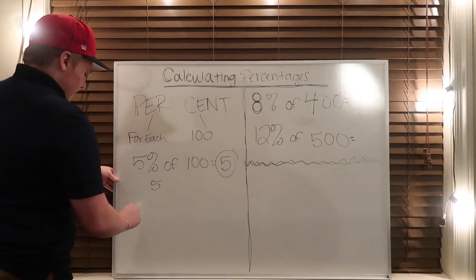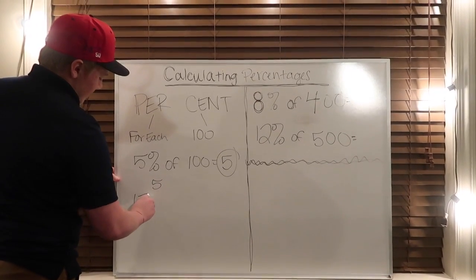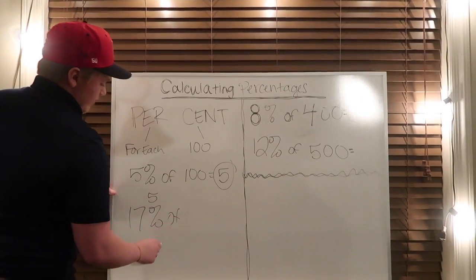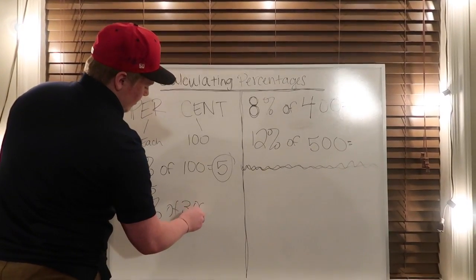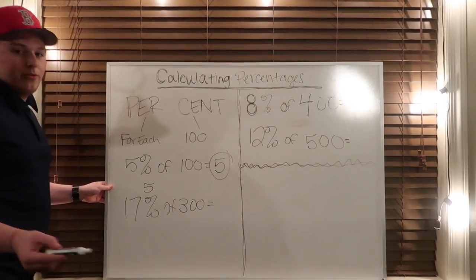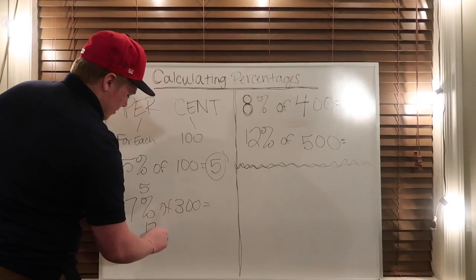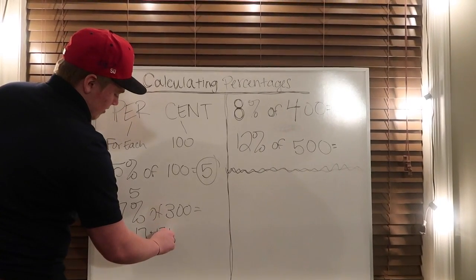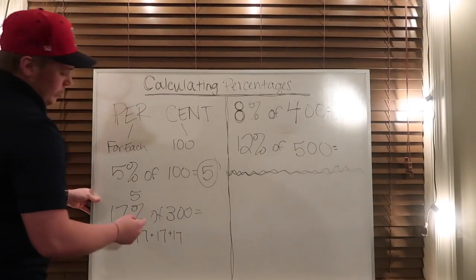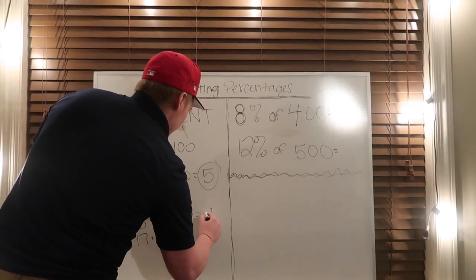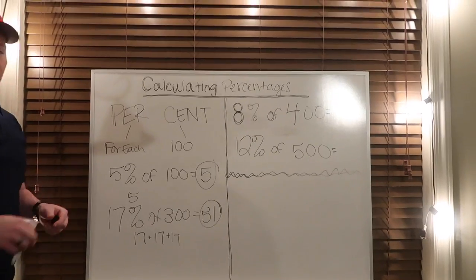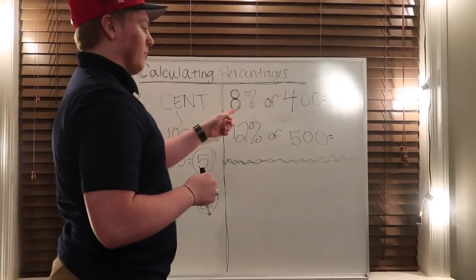Now if we had another example where it says 17% of 300. Now we would do 17 3 times. So 17 plus 17 plus 17, which equals 51. So that's kind of a couple examples, and then we have some other problems over here.